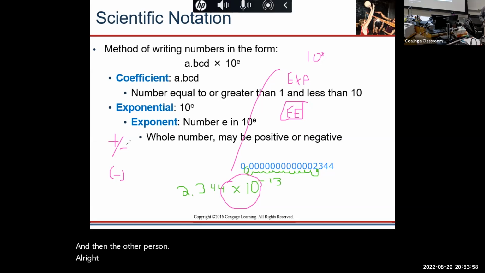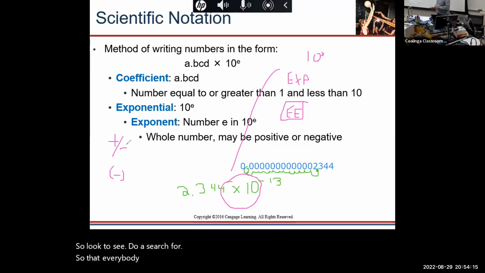What app are you using? What phone? Android. Samsung S20 5G. Okay, so look to see, do a search for exponent. Okay, so did everybody get that?